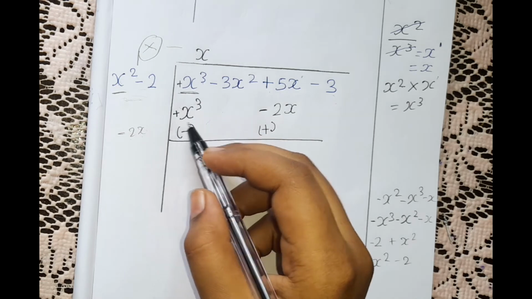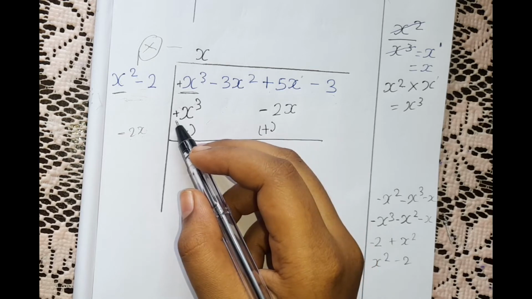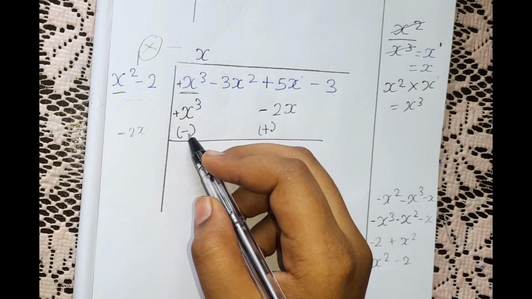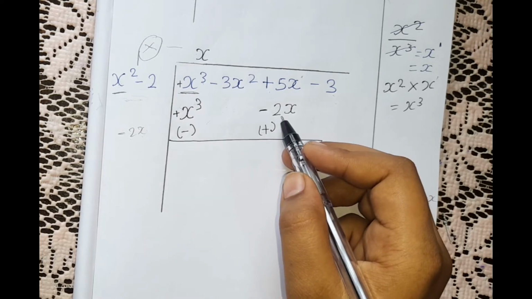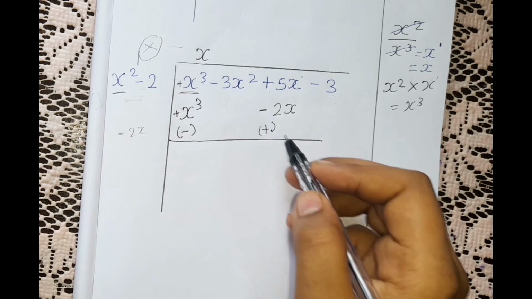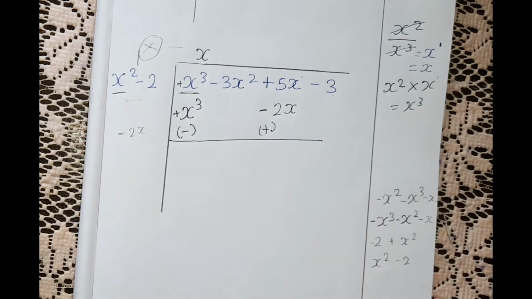So don't bother about this plus. Now this plus is waste. So don't care about this plus. Now this x cube has got a new sign, that is minus, and this 2x has got a sign, that is plus 2x. We are supposed to see its new sign, not the old sign. Don't care about its old sign. That is not required.